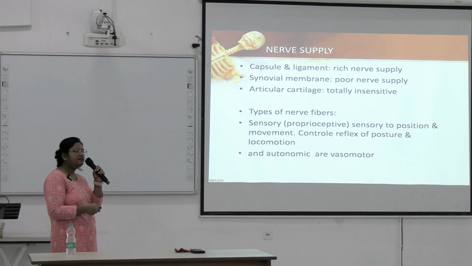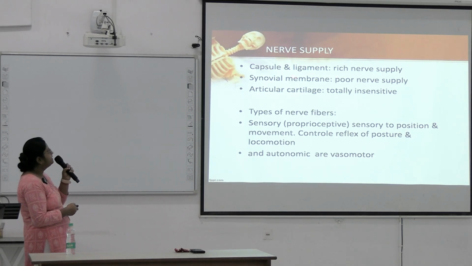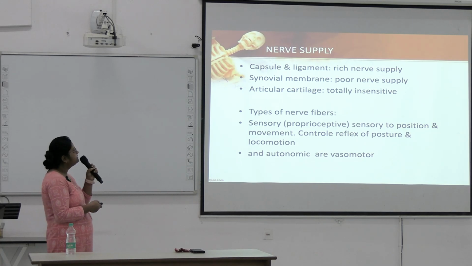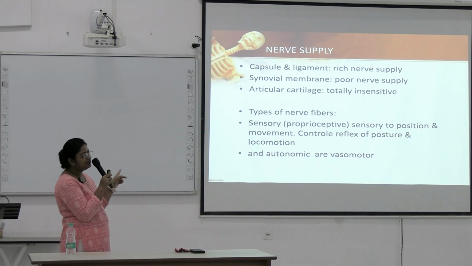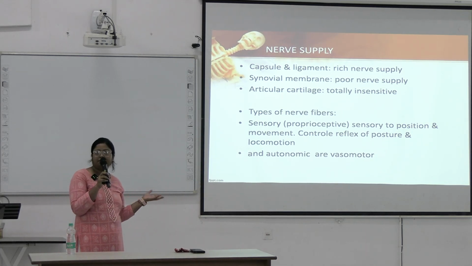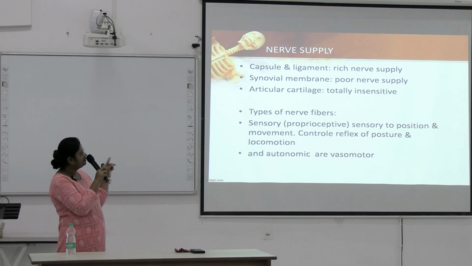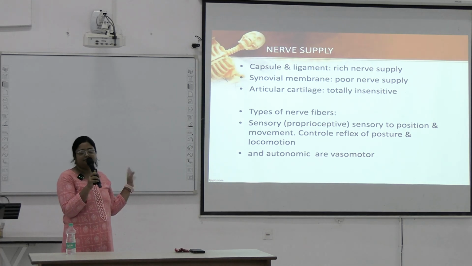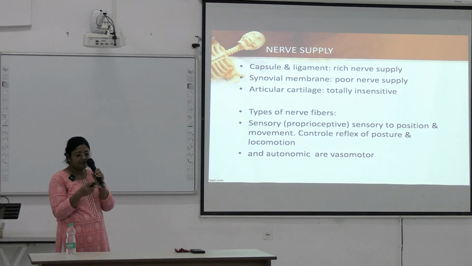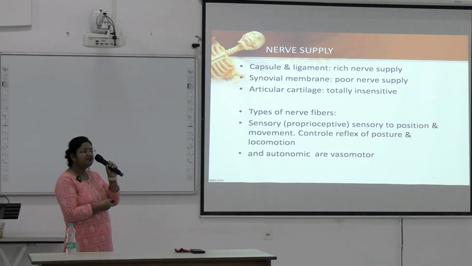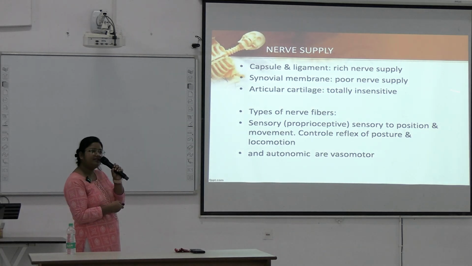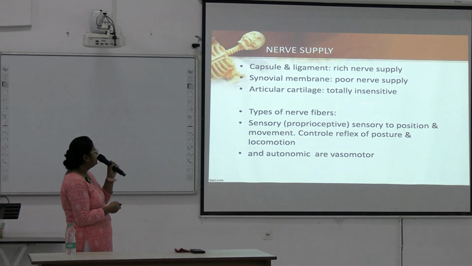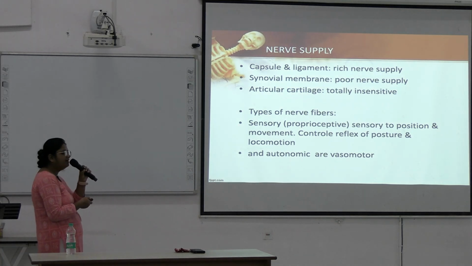Next we go to the nerve supply. Capsule and ligament have rich nerve supply. Synovial membrane has poor nerve supply. Okay, that's why if injury occurs in the capsule and ligaments, there will be pain. But if injury occurs in synovial membrane, there will be no or less pain, because it is poor in nerve supply. Articular cartilage is totally insensitive. This is articular cartilage and hyaline cartilage.